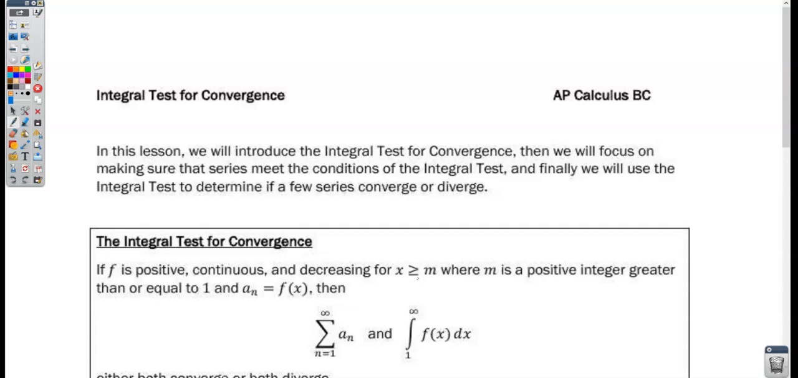Alright, welcome back everybody. In this video we're going to talk about information related to section 10.4 of AP Calculus BC, the integral test for convergence.